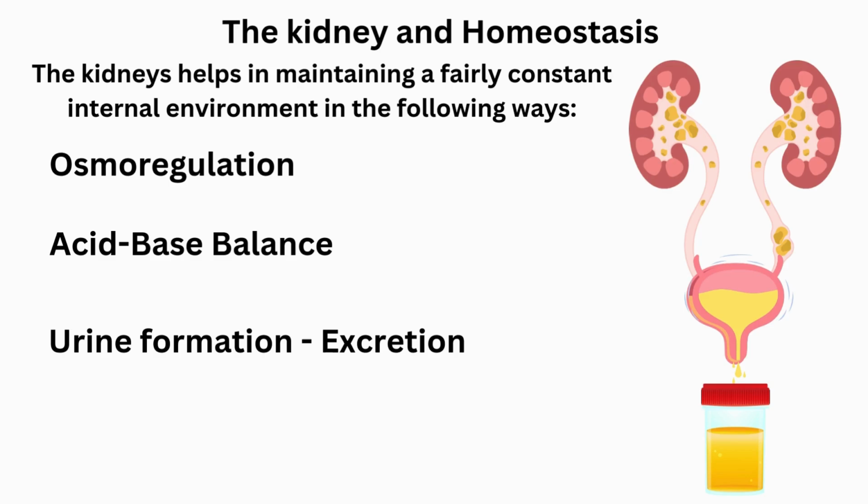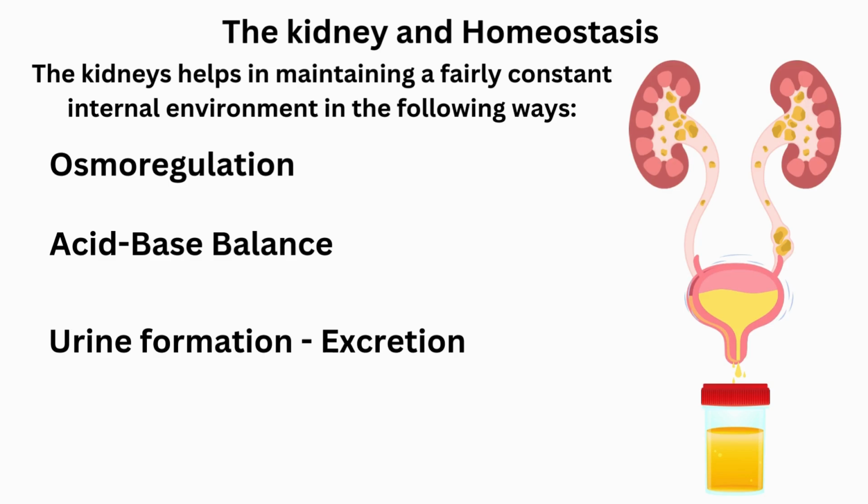We will now look at the structure of the kidney and the function of the kidney. Now, the structure of the kidney has been extensively explained under the concept of excretion. So, I would advise you to go back to the topic excretion to learn more about the structure of the kidney. Now, the functions of the kidneys in homeostasis include the following: osmoregulation, acid-base balance, and urine formation. We'll take these functions one after the other.